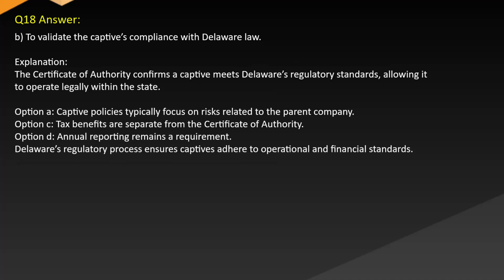Answer: B. To validate the captive's compliance with Delaware law. Explanation: the Certificate of Authority confirms a captive meets Delaware's regulatory standards, allowing it to operate legally within the state. Option A. Captive policies typically focus on risks related to the parent company. Option C. Tax benefits are separate from the Certificate of Authority. Option D. Annual reporting remains a requirement. Delaware's regulatory process ensures captives adhere to operational and financial standards.